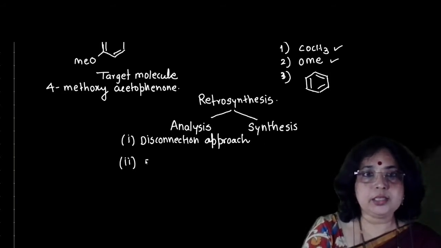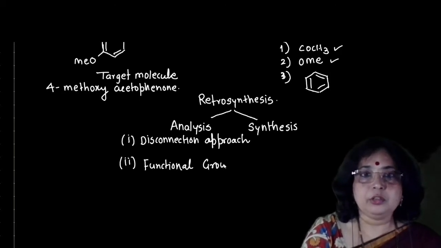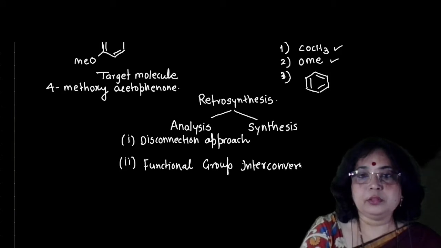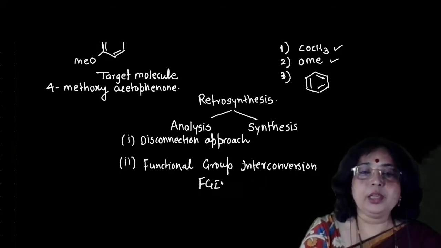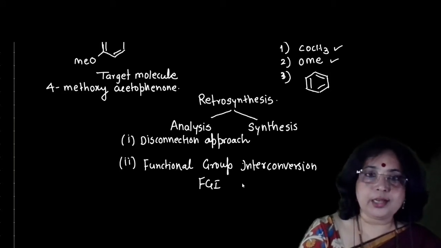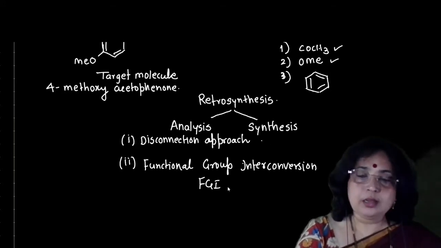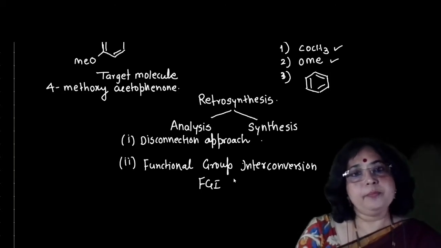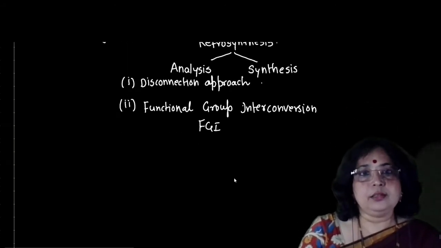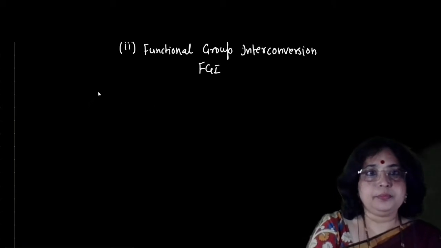And the second thing is the functional group interconversion, which is also called FGI. And this is also called a real approach. This is an imaginary approach and this is a real approach. All right. Now let us start the analysis.